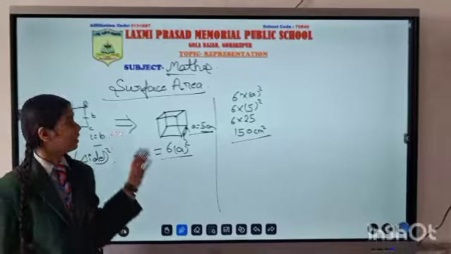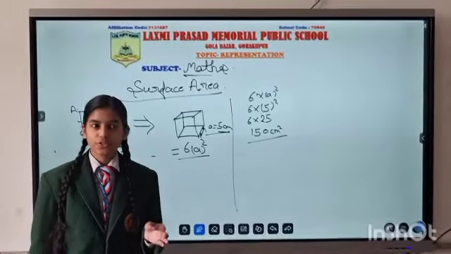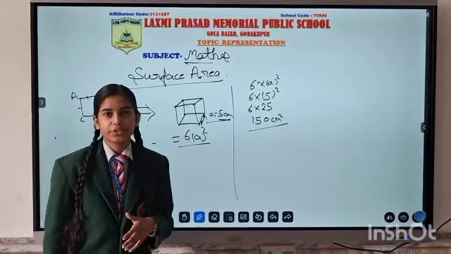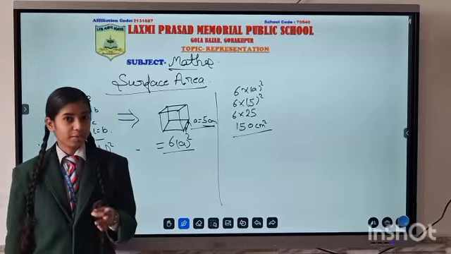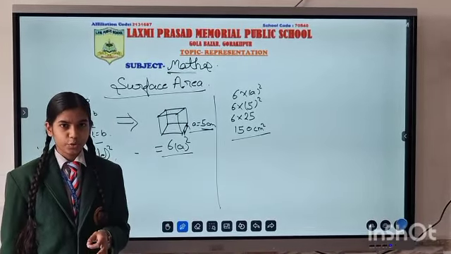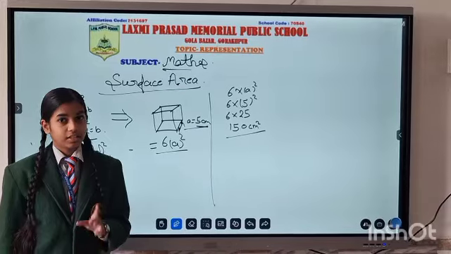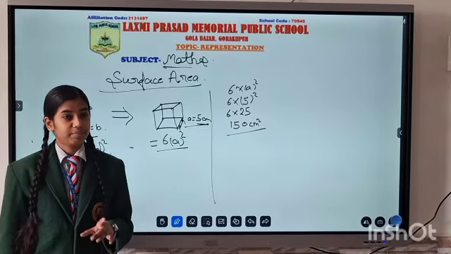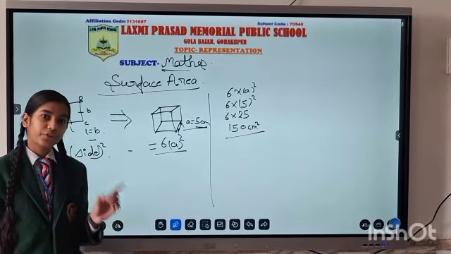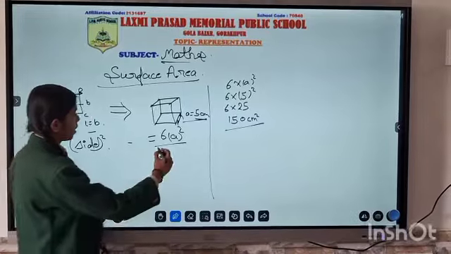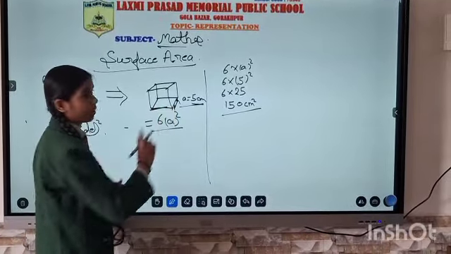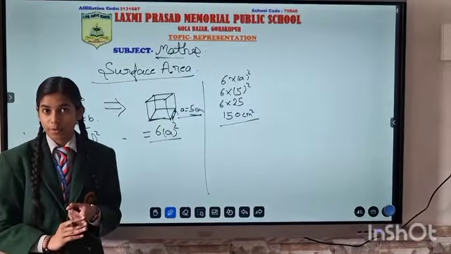This formula for surface area can also be used in daily life. Just imagine you have to cover or wrap a box which is in the shape of a cube with colorful paper which is in the shape of a rectangle. Note that point: the box is in the shape of a cube, that means it has the dimensions of a cube, and the paper is in rectangular form.